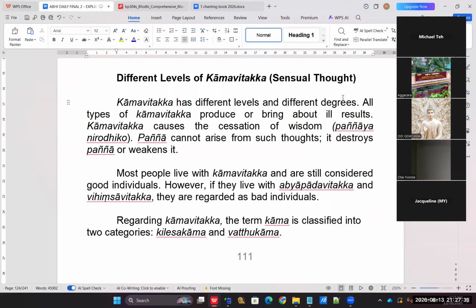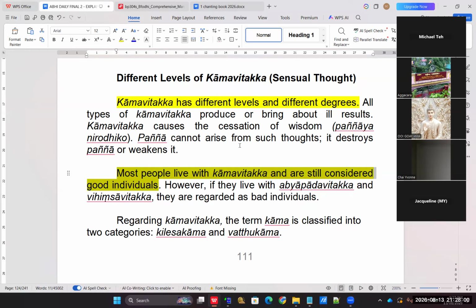Different levels of Kama Vitakka, sensual thought. Kama Vitakka has different levels and different degrees. All types of Kama Vitakka produce or bring about ill results. Kama Vitakka causes the cessation of wisdom, Panna Nirodhiko. Panna cannot arise from such thoughts. It destroys Panna or weakens it.